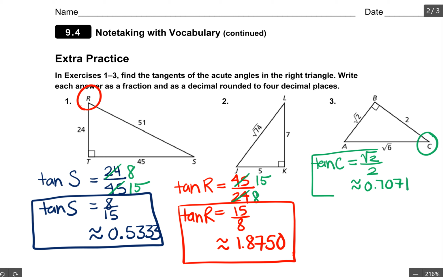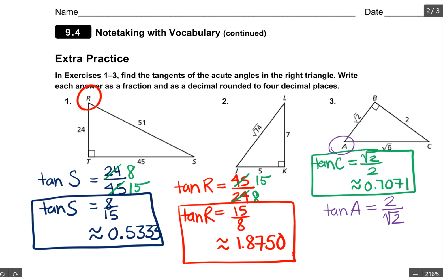Next, let's do the other angle of this triangle. So we're going to be doing angle A here. Looking at angle A, identify which side is the opposite side. Across from A, there we have it. It's 2, divided by the adjacent side, so touching but not the hypotenuse. That's square root of 2.